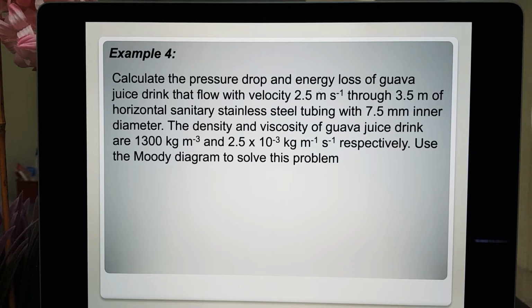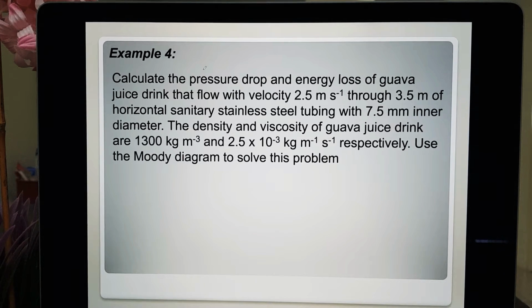Calculate the pressure drop and energy loss of guava juice drink that flows with a velocity of 2.5 meter per second through 3.5 meter of horizontal sanitary stainless steel tubing with 7.5 millimeter in diameter. The density and viscosity of guava juice drink are 1,300 kilogram per meter cubic and 2.5 times 10 to the power of negative 3 kilogram per meter second respectively. Use the Moody diagram to solve this particular problem.